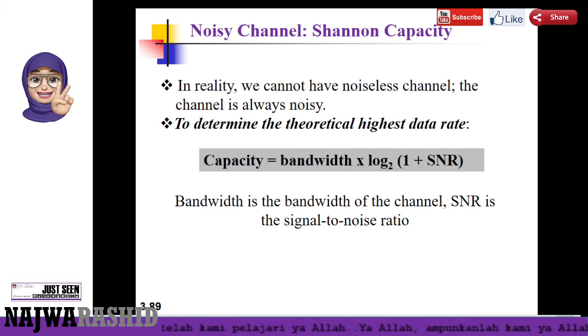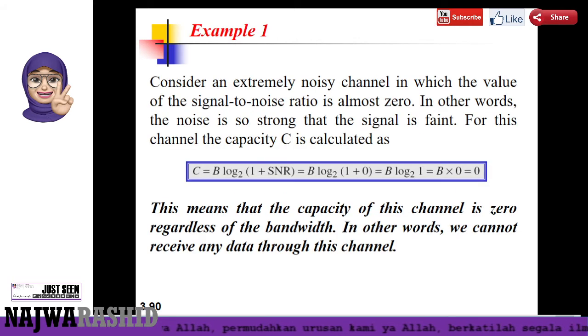So this one is based on the Shannon capacity for the noisy channel. Bandwidth is the bandwidth of the signal, SNR is the signal noise ratio. Example 1: consider an extremely noisy channel in which the value of the signal noise ratio, SNR, is almost 0. In other words, the noise is so strong that the signal is faint.